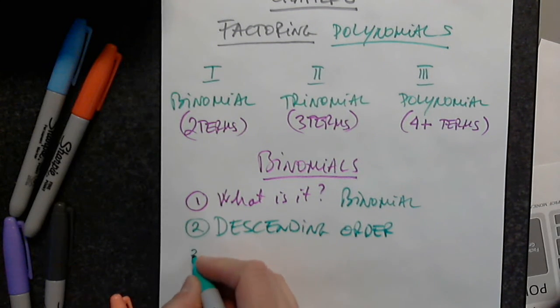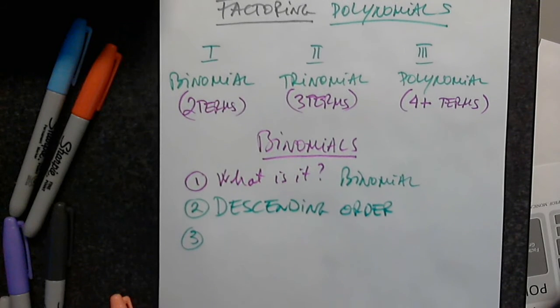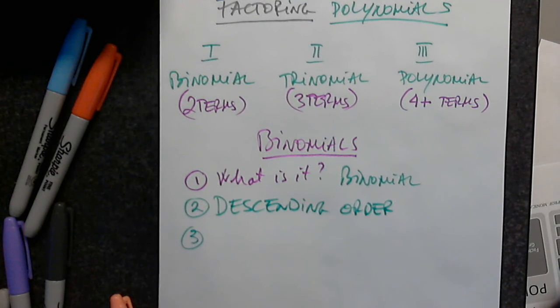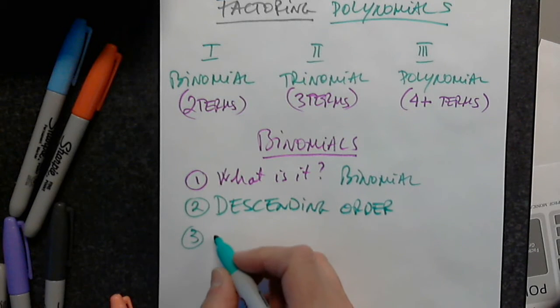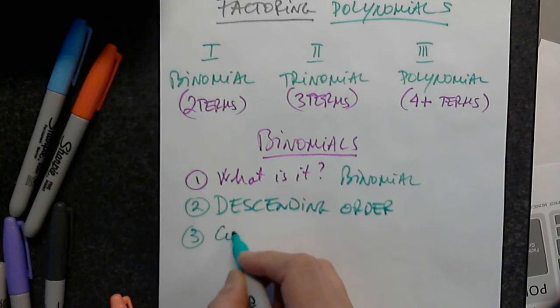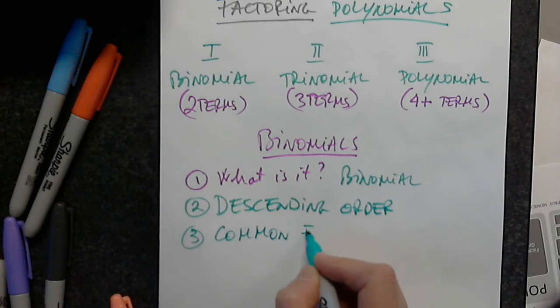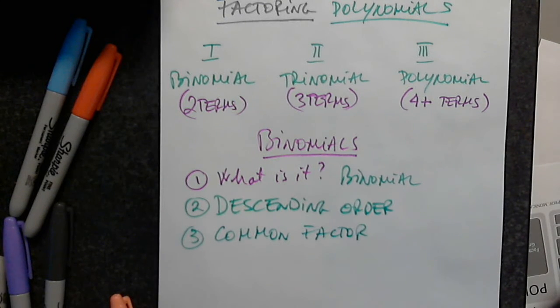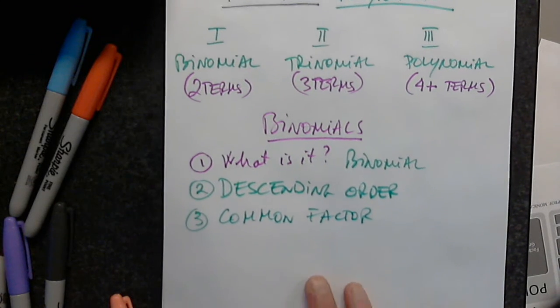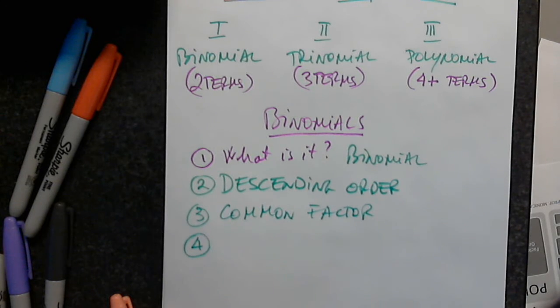Number 3. In this case, we're talking about a binomial. It has 2 terms. I'm going to ask myself, do these 2 terms have a common factor? If they have a common factor, I have to pull it out.